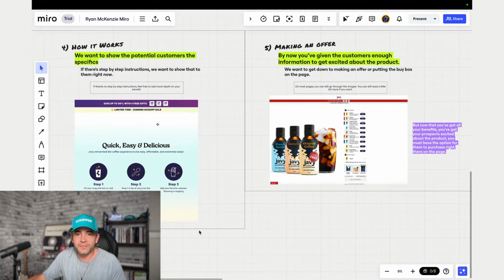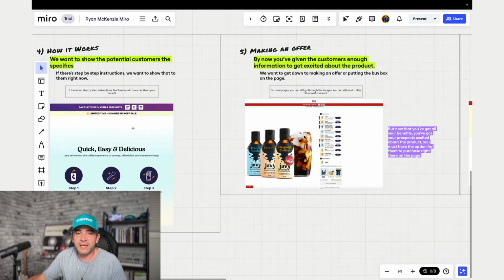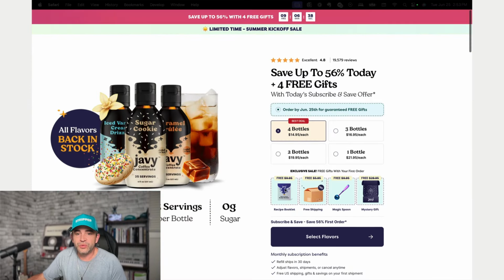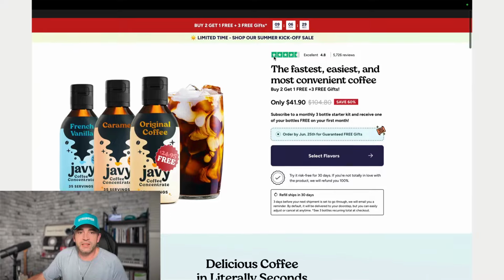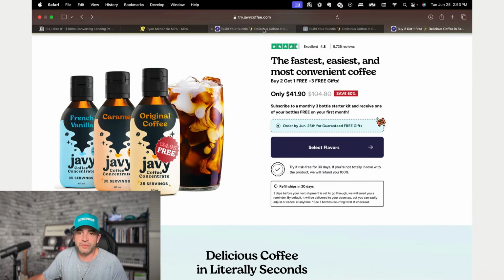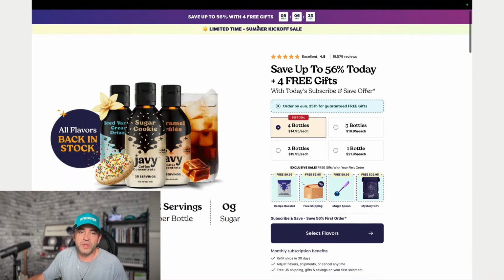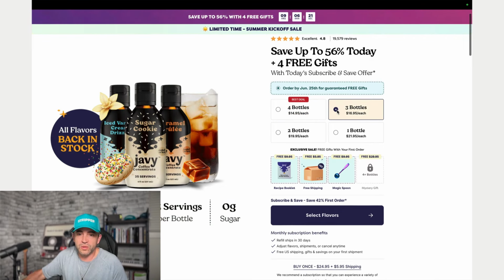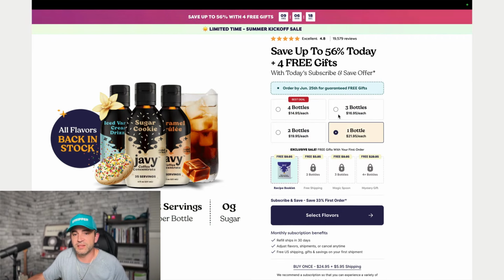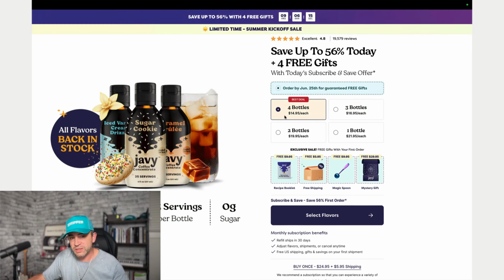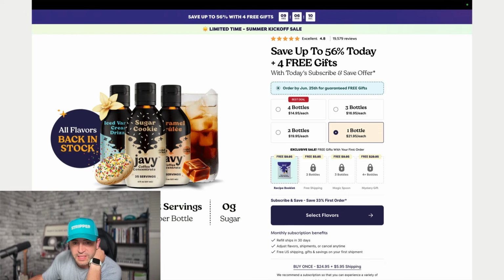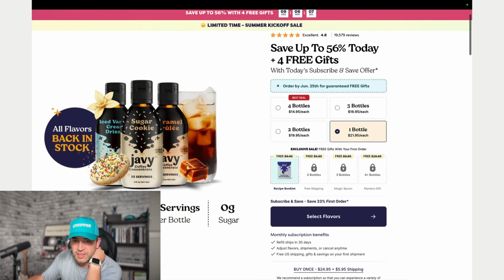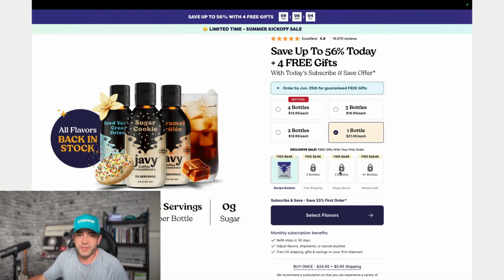The next section is literally making an offer. So there's two Javi pages that I want to show you. Both of them have this save up to 56%. This one says buy two, get one free plus 3 gifts. This one's save up to 56% with 4 free gifts. What's cool here is they built in this mechanism to increase the average order value. What you see here is if I'm just getting one, it shows I'm going to get this free gift. It's a recipe booklet. Doesn't cost them anything. It's probably a PDF. They send it to me for free.